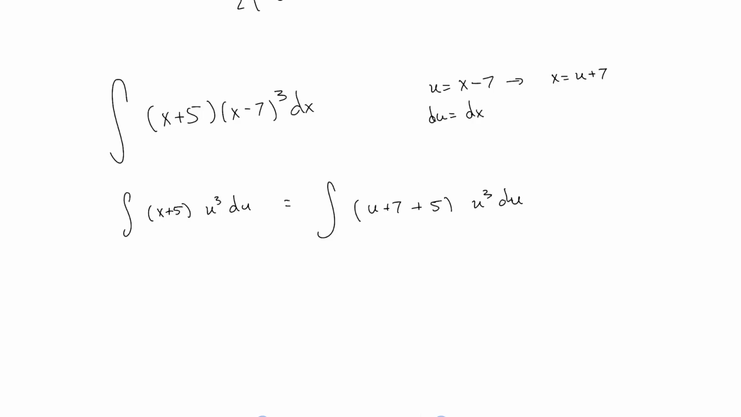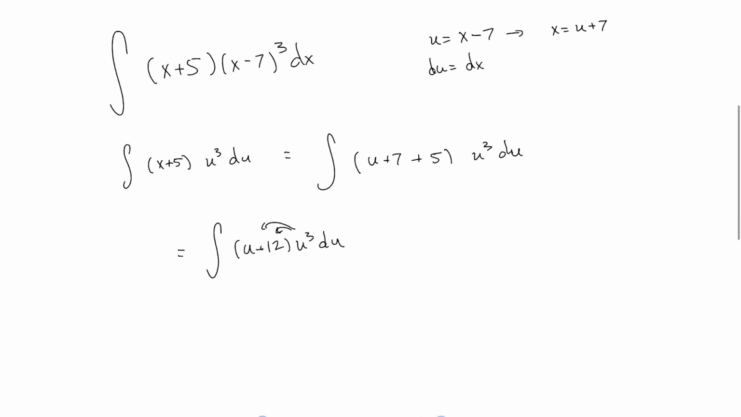And then the u plus 7 plus 5, you can just add that up. It's u plus 12, and then u cubed du, and then I'm going to distribute. U plus 12, u cubed du, and then this will distribute like that. So we multiply u times u cubed is u to the 4. This is still not doing the integral yet, just resimplifying every time. U to the 4 plus 12 u cubed. And now finally we can do the integral.